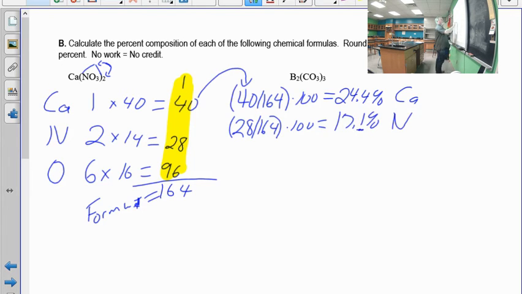And how about our oxygen finally? 96 divided by 164 times 100. 96 divided by 164 equals, and that gets me 58.5.